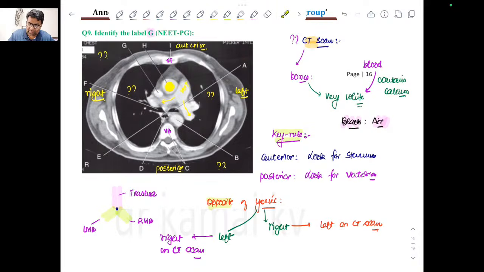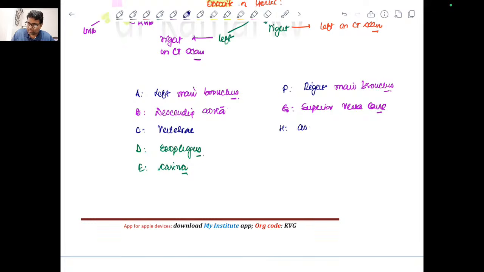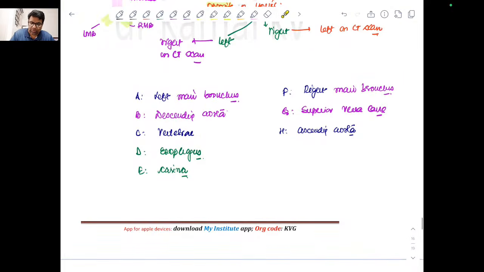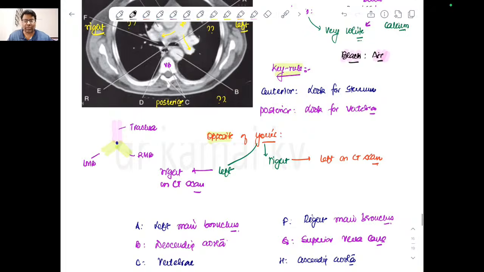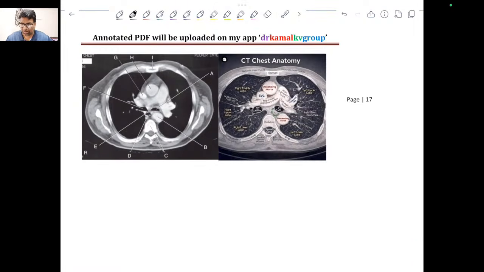So this is ascending aorta. Okay, so H is ascending aorta, and I is obviously sternum. Clear? So this is how you need to solve this question, which is very easy to answer. Please remember this, and this is very favorite for exam setters. And again, this image has been given for your review later on from the PDFs.